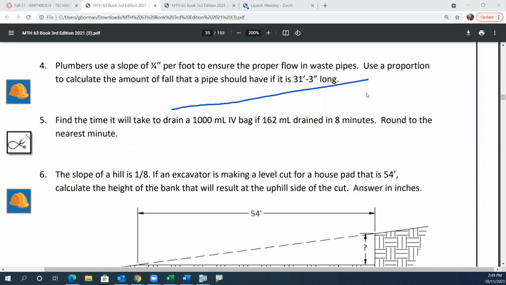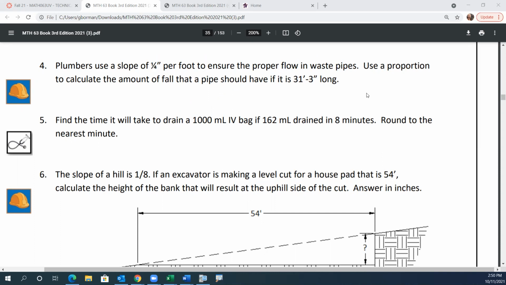But if the pipe is too steep, so maybe it's more like that, then the liquid waste goes away real fast and it doesn't bring the solid waste with it, and so it doesn't work. If it's too shallow, there's an angle there, but it's not steep enough, then stuff doesn't really move. So they figured out, hey, this works pretty good.